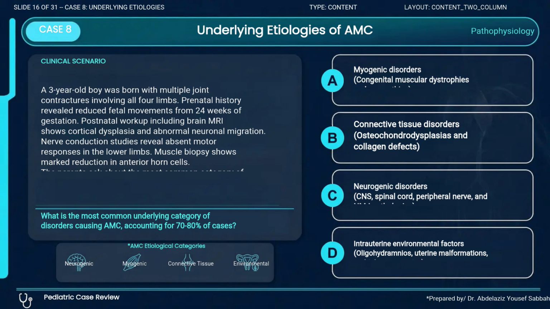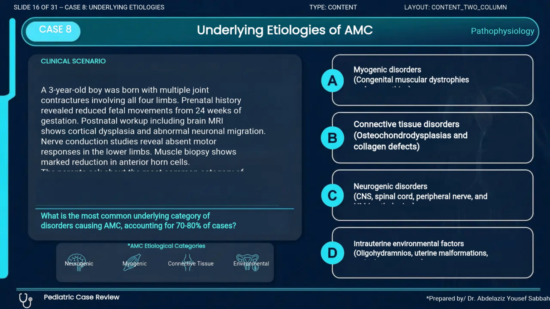Prenatal history revealed reduced fetal movements from 24 weeks of gestation. Postnatal workup, including brain magnetic resonance imaging, shows cortical dysplasia and abnormal neuronal migration. Nerve conduction studies reveal absent motor responses in the lower limbs. Muscle biopsy shows marked reduction in anterior horn cells. What is the most common underlying category of disorders causing arthrogryposis multiplex congenita, accounting for 70 to 80% of cases?